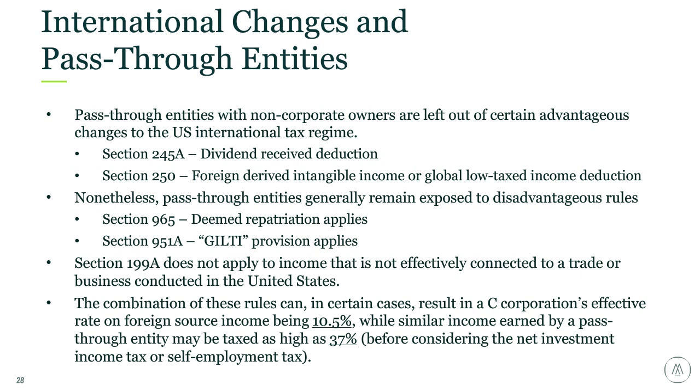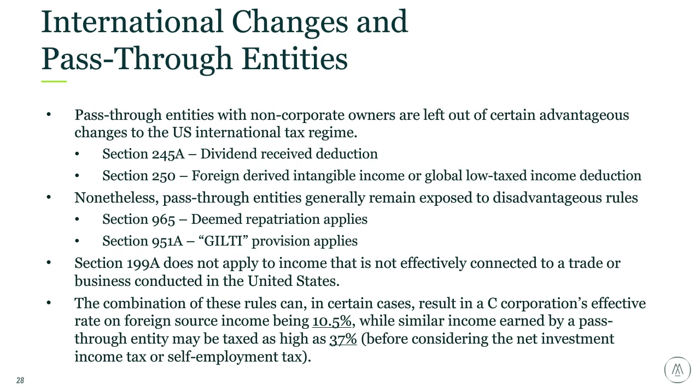As I mentioned, although pass-through entities lose out on these potential beneficial provisions, they are exposed to the negative or disadvantageous provisions that are put in the code with the Tax Act. In particular, as got a lot of press, this deemed repatriation provision, or Section 965, in which these large U.S. multinationals are forced to pay tax on the earnings that they were holding offshore. I saw this morning that Apple, I think, is incurring a $38 billion charge on their foreign earnings. Pass-through entities are also exposed to this provision.